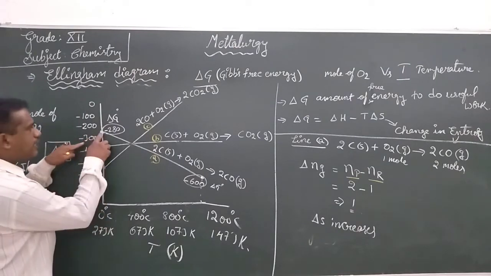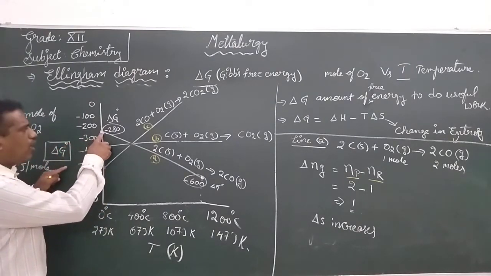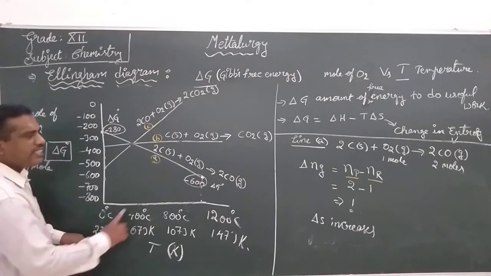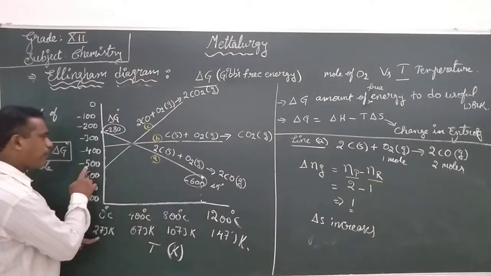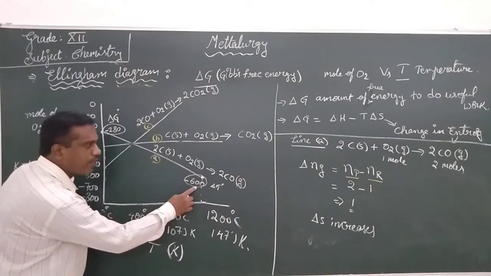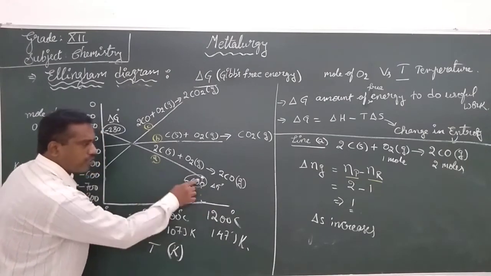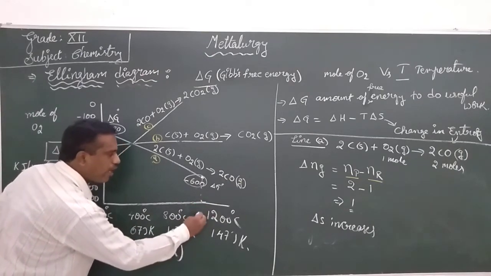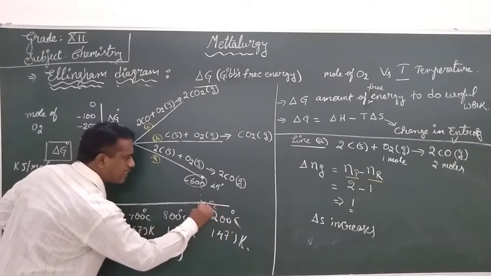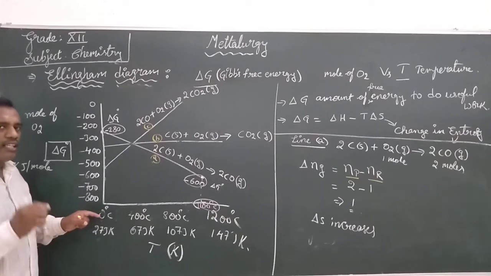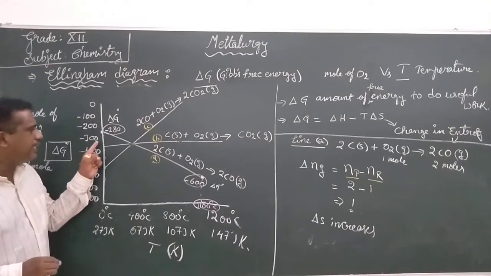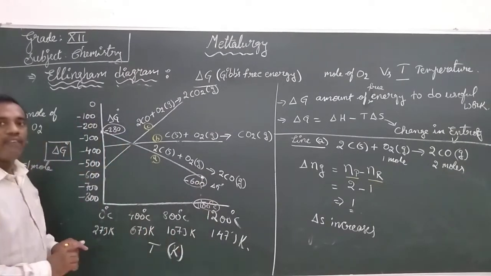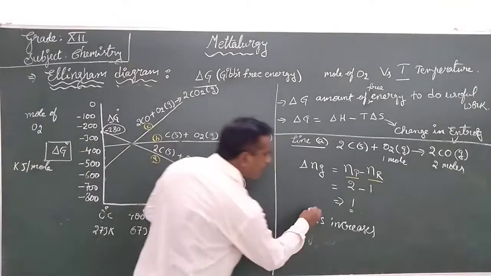Please study here. This is the delta G. Initially, what is the temperature here we had? 273 Kelvin. At the end of the reaction, the delta G is approximately minus 600. What is the temperature here? It is nearer to 1200, or I can say it is around 1100 degrees Celsius. Means the delta G is getting more negative with increasing temperature.